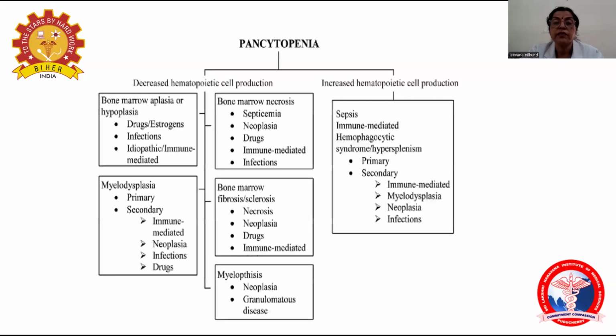Because aplastic anemia is one of the causes for pancytopenia. So among the causes of pancytopenia, we have bone marrow aplasia or hypoplasia as one of the causes. This is followed by other causes of bone marrow necrosis, bone marrow fibrosis or sclerosis, and myelodysplasia or myelophthisis, where in all these conditions there is a decreased hematopoietic cell production. And in some cases of increased hematopoietic cell production, we also do see pancytopenia.